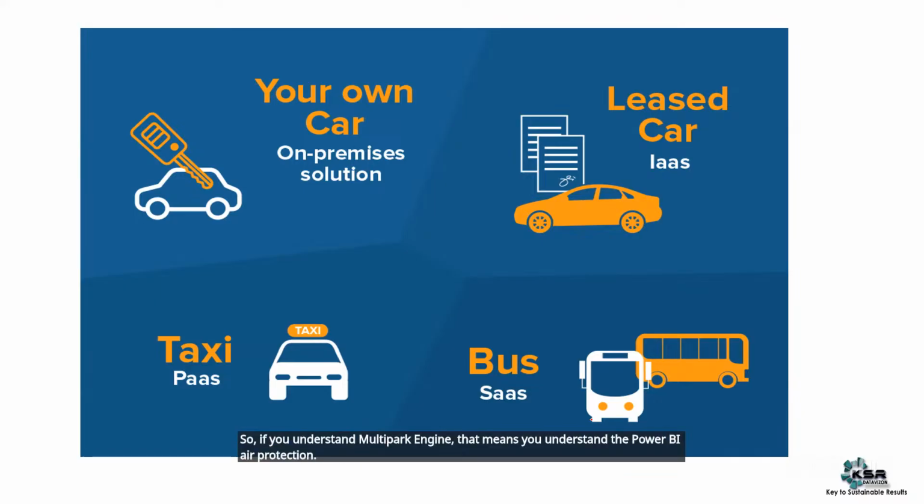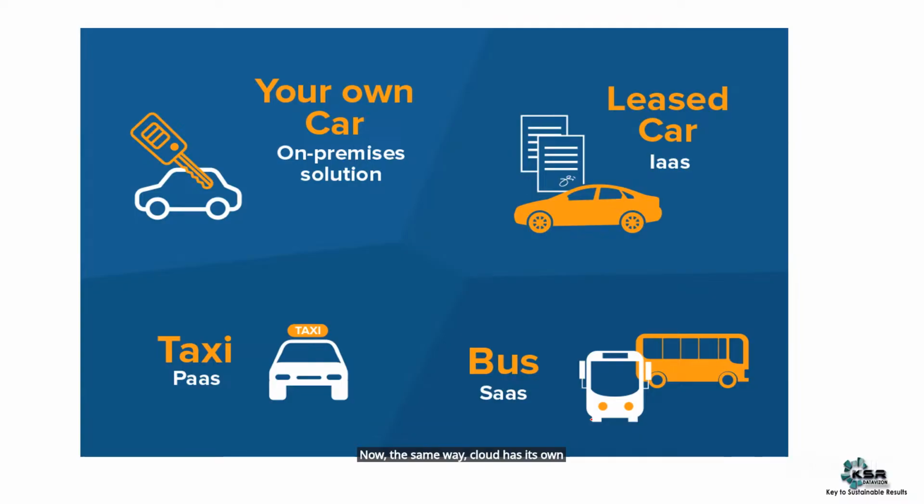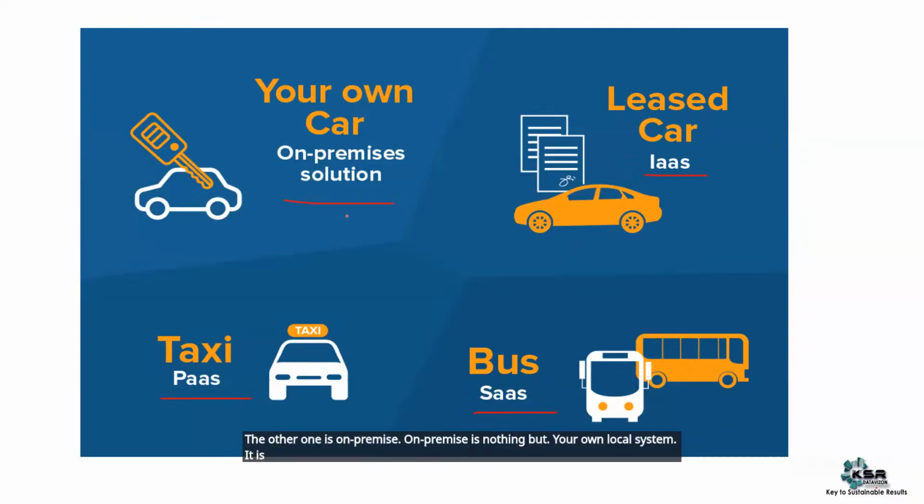In the same way, cloud has its own architecture. That architecture is classified into three different services. One is infrastructure as a service, one is platform as a service, and one is software as a service. The other one is on-premise. On-premise is nothing but your own local system. It is not cloud.